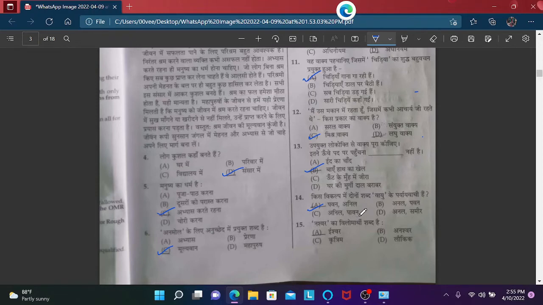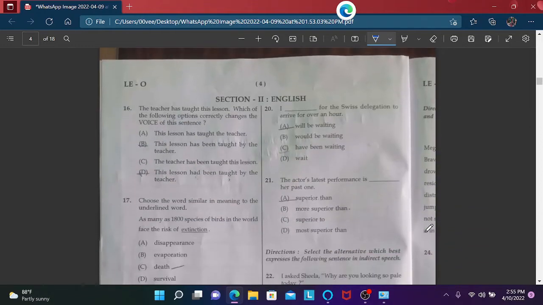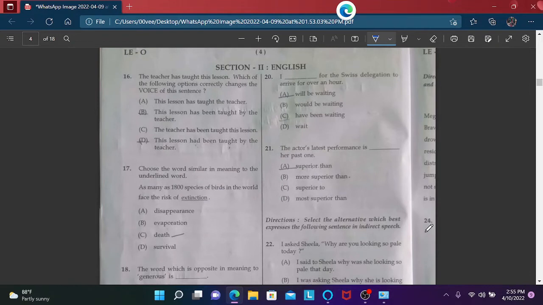Then 15, and the last question from Section A, that is the Hindi part. नश्वर का विलोमार्थी शब्द है. नश्वर, अनश्वर. Okay, option B. So this is the 15 questions we just solved from the Hindi Section A. Now we are moving to Section B, that is English.